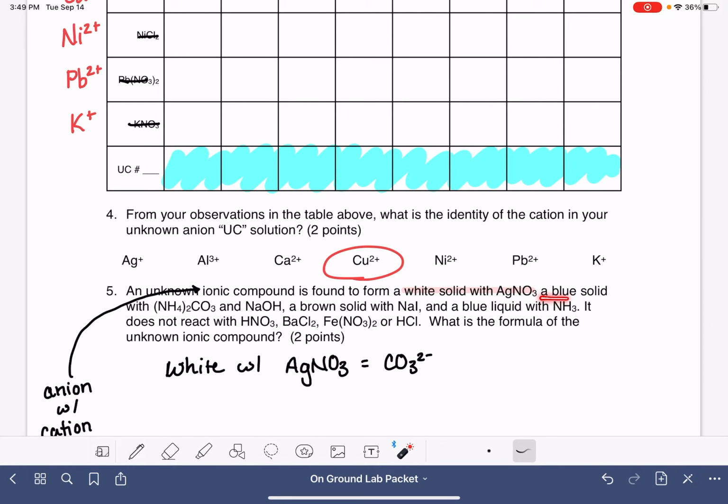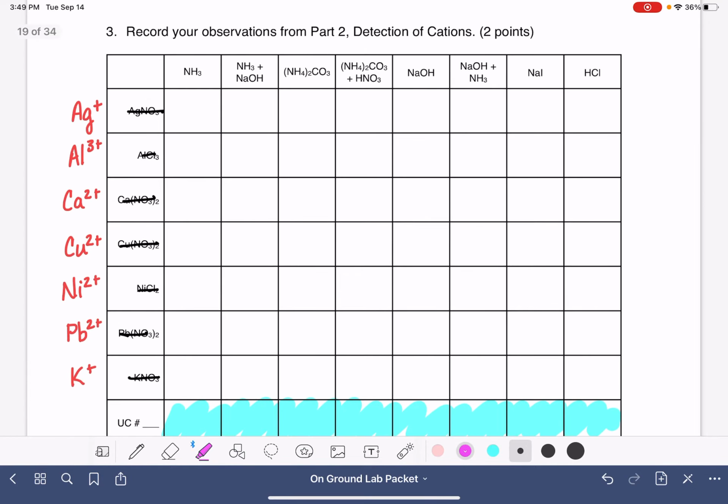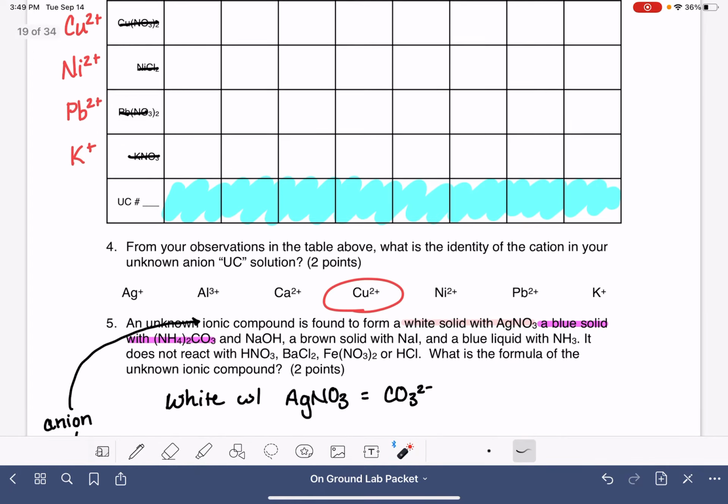The next piece of information we have here, I'm going to use a different color, is a blue solid with (NH4)2CO3. So what we need to do again is go look at our test reagents, (NH4)2CO3. There it is. And we want to look in this column for something that formed a blue solid. Maybe there's 2 things, maybe 3, maybe only 1. We don't know for sure. Let's just say that both of these formed blue solids, Ag+ and Al3+.